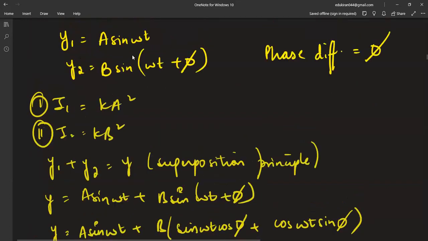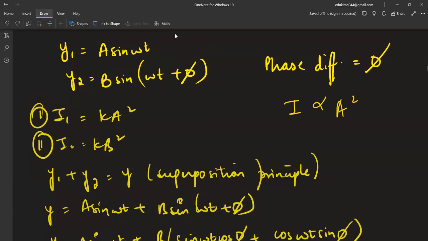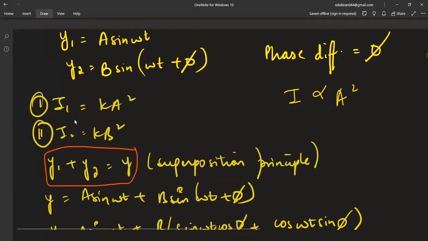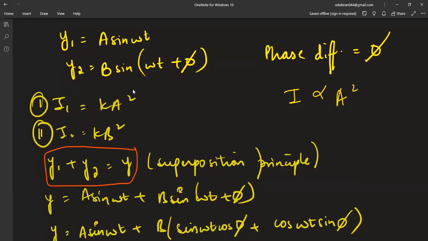So let's say y1 is a sine omega t, y2 is b sine (omega t plus phi). If you remember, I told you intensity is directly proportional to square of amplitude. Phase difference is phi. So I1 will be K a square, I2 will be K b square. This we'll see later. First, let us see this part. y1 plus y2, when the superposition principle is taking place. Yesterday only I told you that this is through the superposition principle. So y1 is a sine omega t, plus y2 is b sine (omega t plus phi).